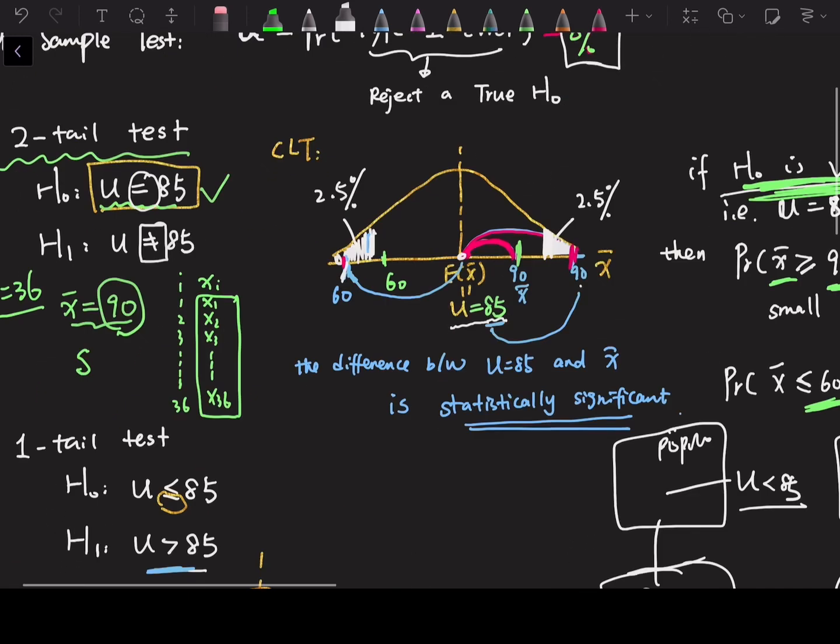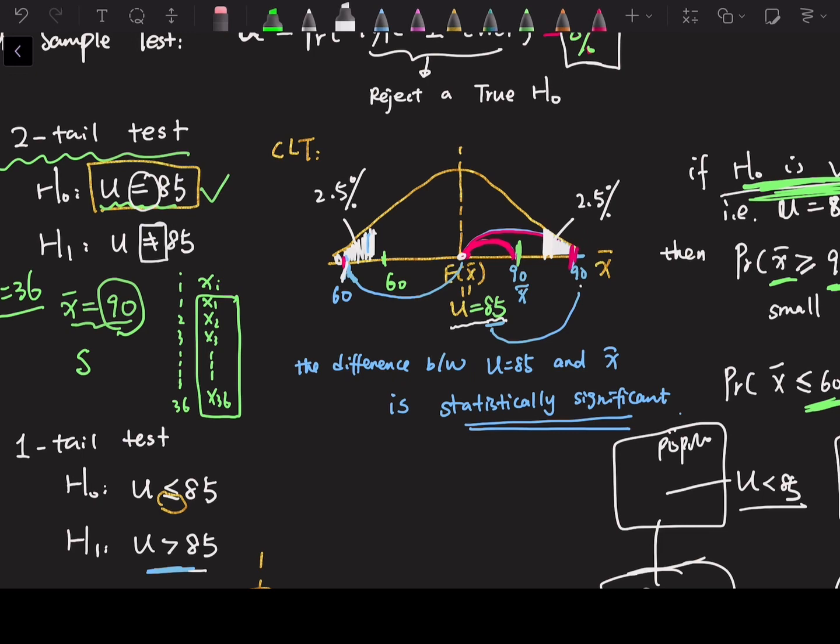By the way, I forgot to mention that whether 90 is in the rejection area or the do-not-reject area, whether 90 falls in this 2.5% or here, depends on the standard error of X bar. We'll talk about that in the next video.